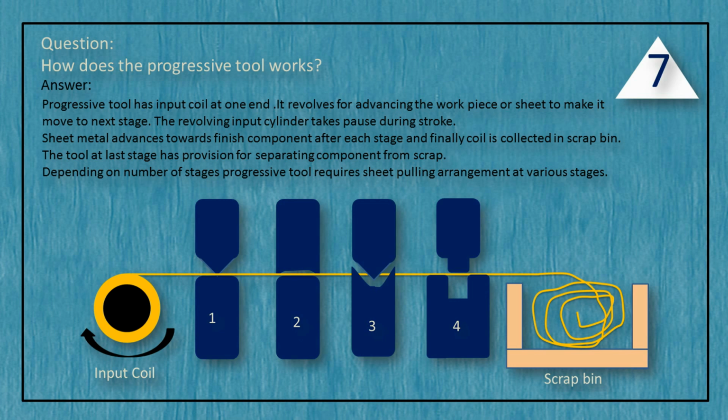The tool at the last stage has provision for separating the component from scrap. Depending on the number of stages, the progressive tool requires a sheet pulling arrangement at various stages.